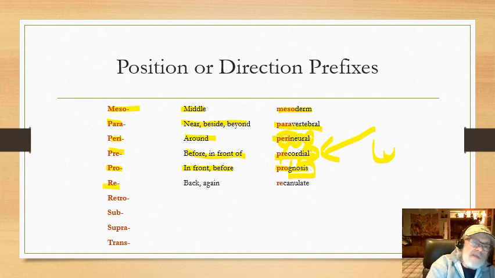Re means to do something again. Back again, redo, recannulate. Cannula is a tube. If they had to put a cannula back in again, it's called recannulation. That's not a common one, okay?